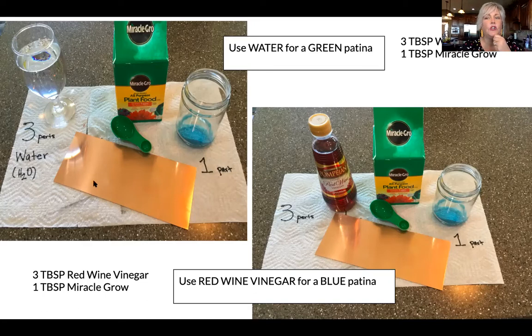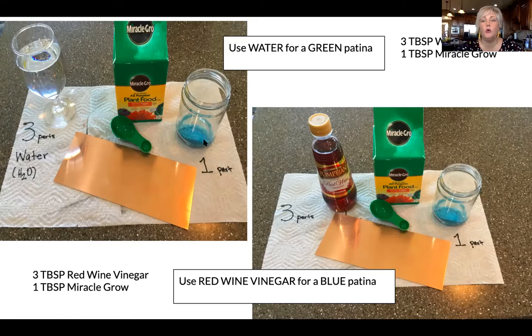And we're going to use 3 parts to 1 part, and inside the Miracle-Gro there's this measuring spoon kind of thing. And so 3 parts to 1 part just means I'm going to use 3 of these to 1 of these, and that's all that means. And so you can use whatever you want.